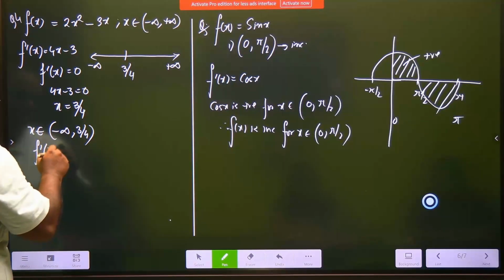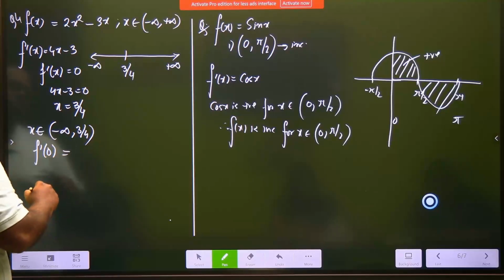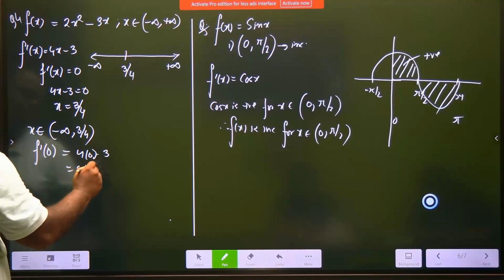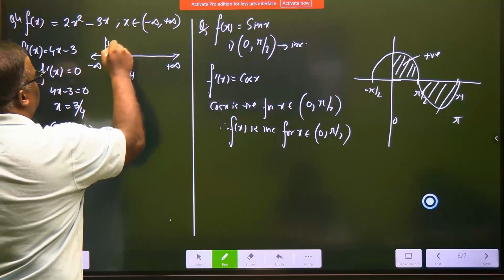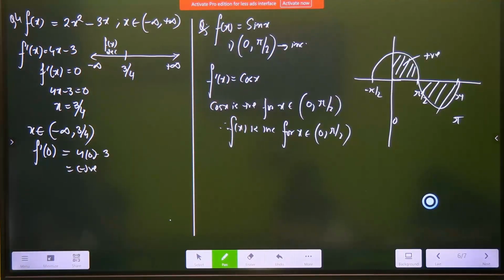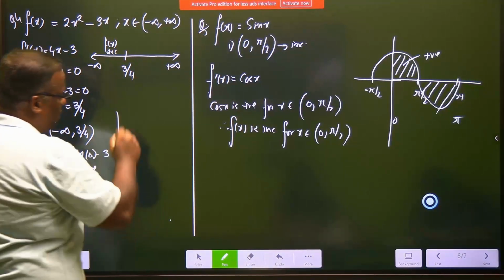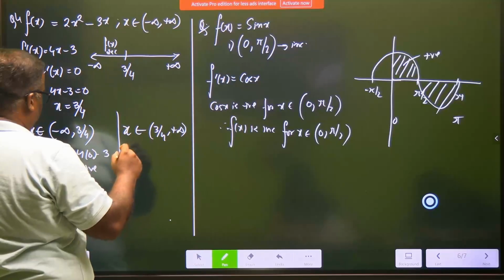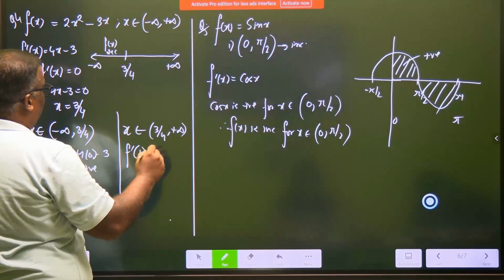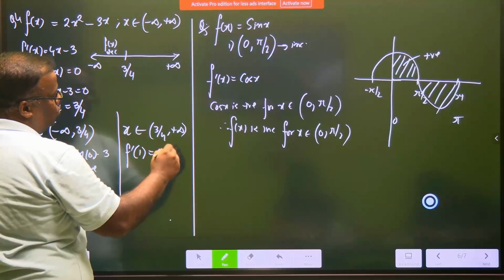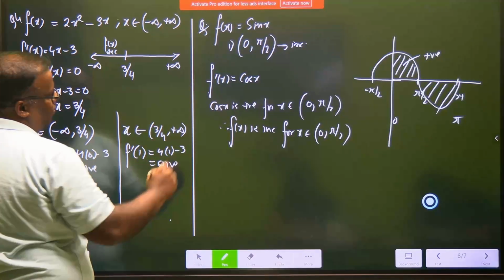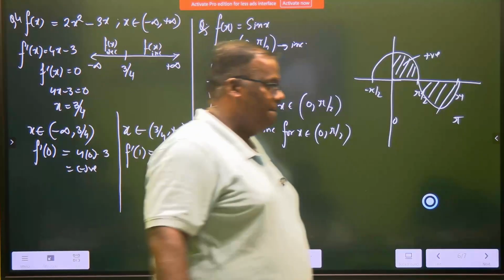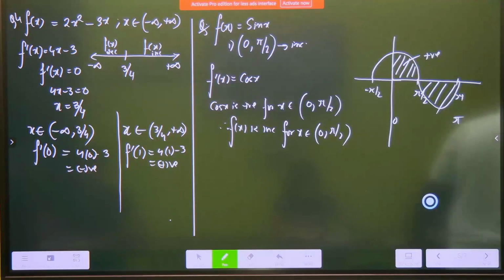So what point should we check? We can check 0. F dash 0 will be how much? 4 into 0 minus 3, which is negative. Therefore, in this, f(x) is decreasing. Clear? And let's see the other one, x belongs to 3 by 4 to positive infinity. We can take f dash of 1. So f dash 1 becomes 4 into 1 minus 3, which is positive. Therefore, here f(x) is increasing. Not that tough as we are thinking.